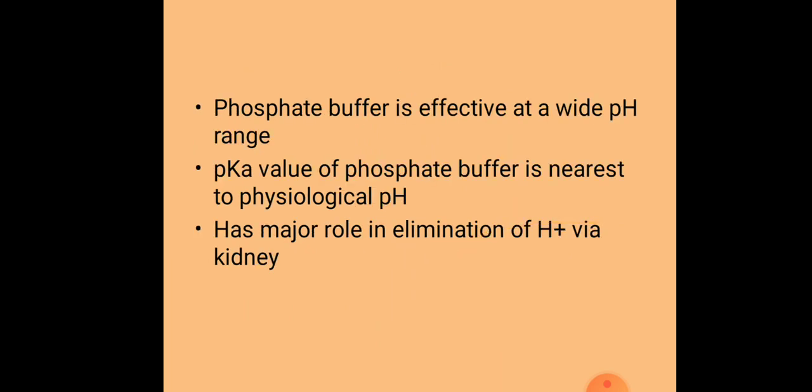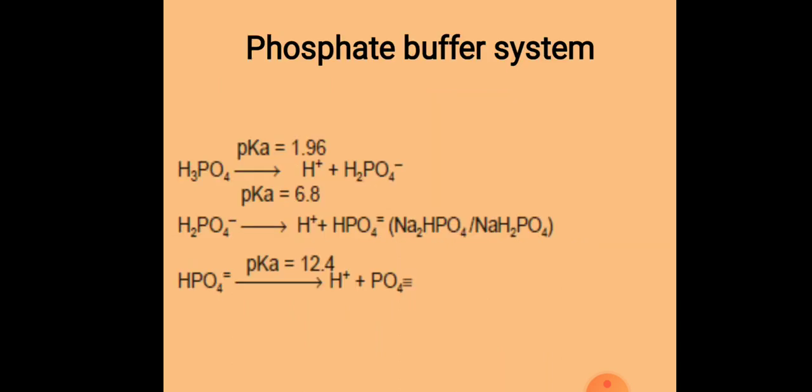And phosphate buffer is effective at a wide pH range because its pKa value is nearest to physiological pH. We already said that. And it has a major role in eliminating H plus ions via the kidneys.